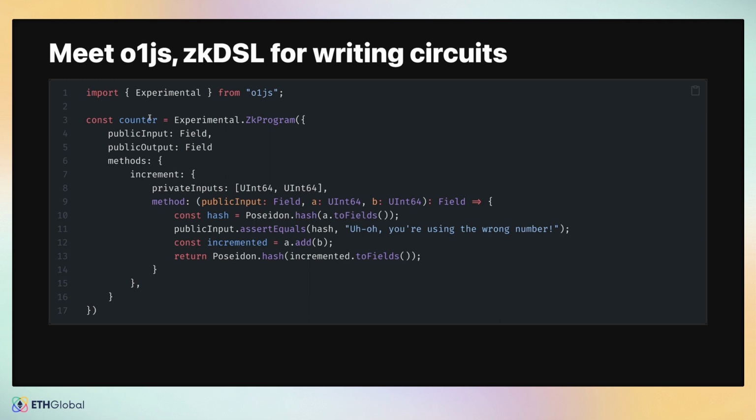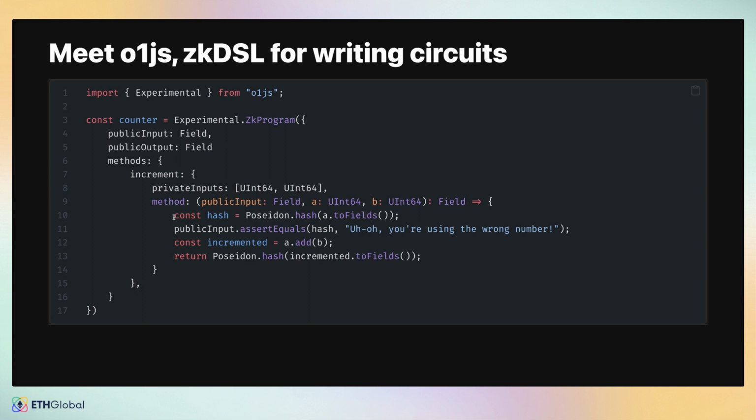Every ZkProgram has a public input and a public output. You can omit both of these. You don't actually have to use them, but both of them are super valuable when constructing a circuit. Apart from public inputs and outputs, every program can have multiple different methods.